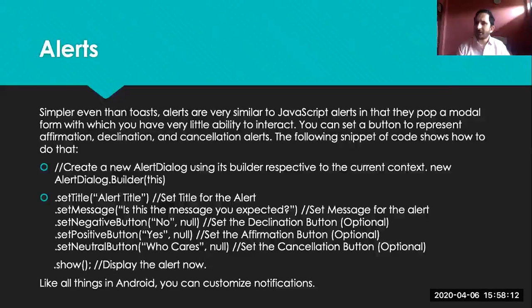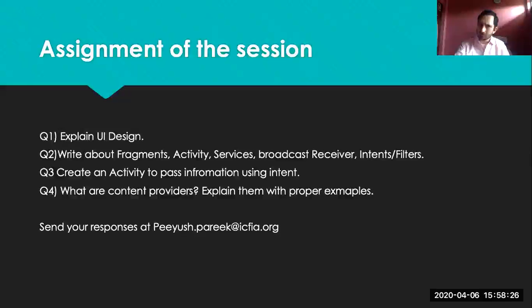The negative button is the declination button, and the positive is for the affirmation button. .show will show that alert. Like all the Android, you can customize the notifications. These are your assignments. We will be going to the assignment.